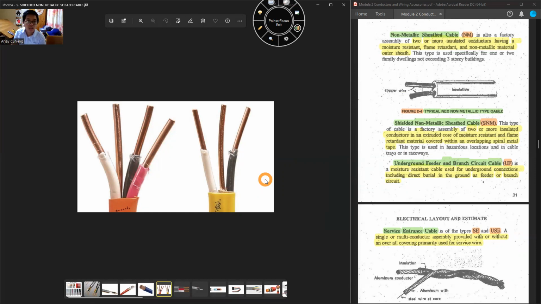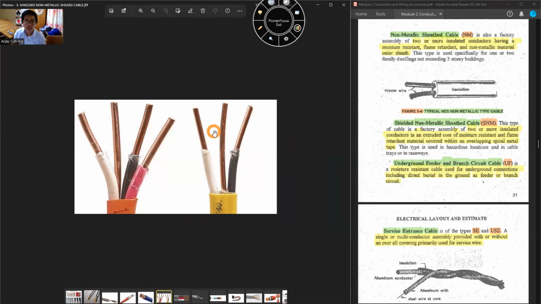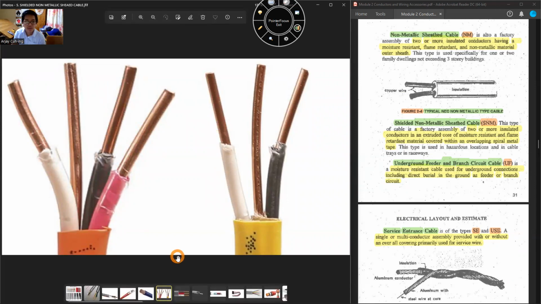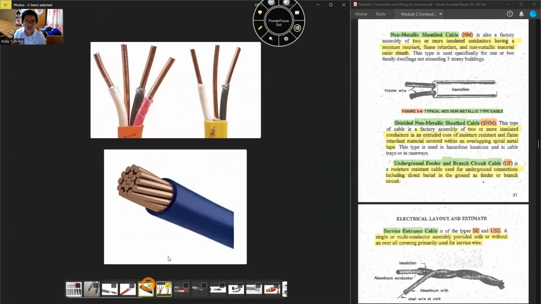Okay. So, ganyan, class. Meron siyang shield this time. So, pag kinompare mo, class, dito, yan. Ito yung non-metallic sheathed. Ito namang, class, non-metallic sheathed rin, kaso may shield. Technically, parang kinote muna siya tsaka ulit check po.